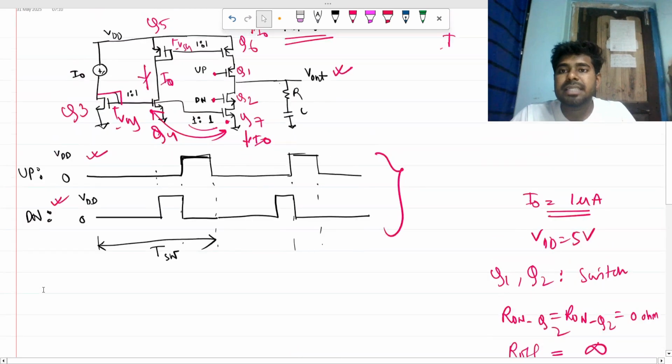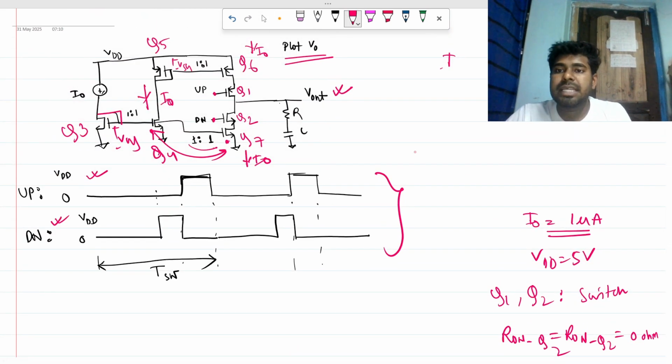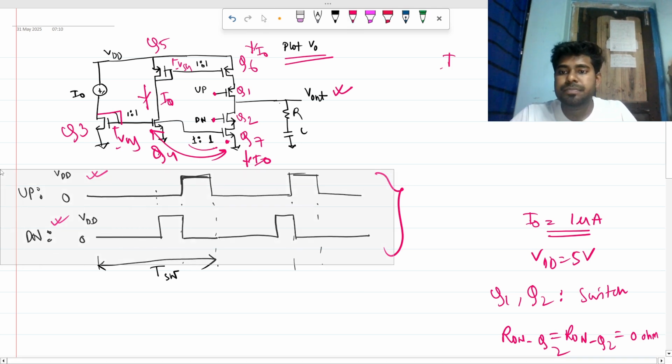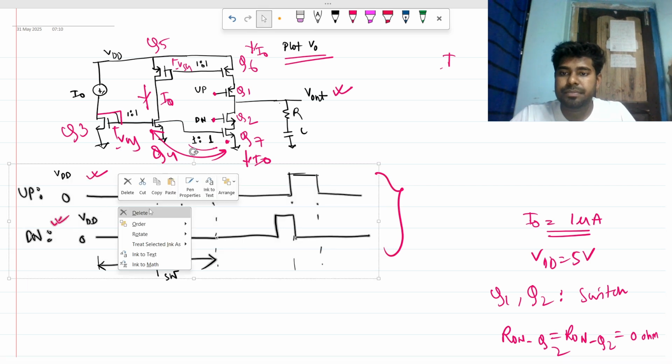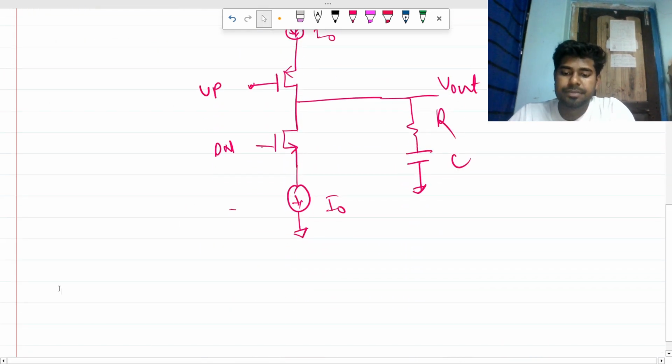Previously you had this complex circuit, and we can see that Q3, Q4, Q5, Q6 and Q7 are nothing but current sources, so we can replace them. Q1 and Q2 become switches, and we have an RC branch. Now I need to copy this waveform and paste it here.